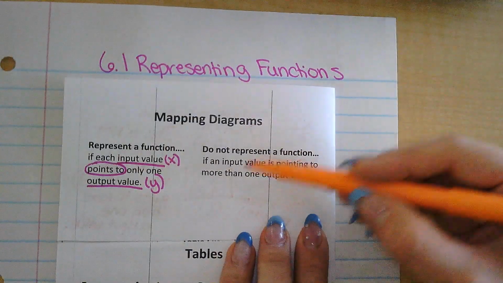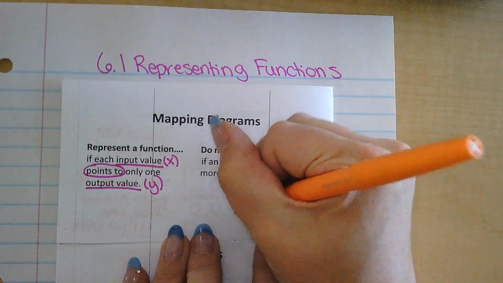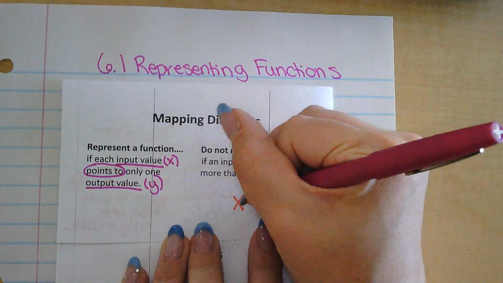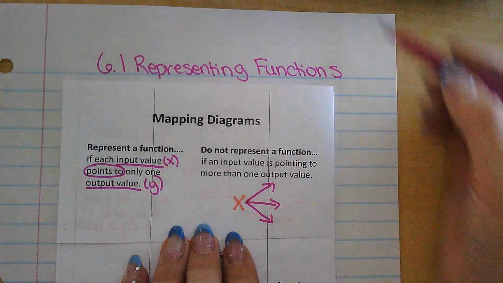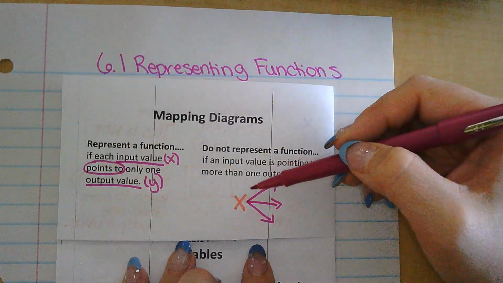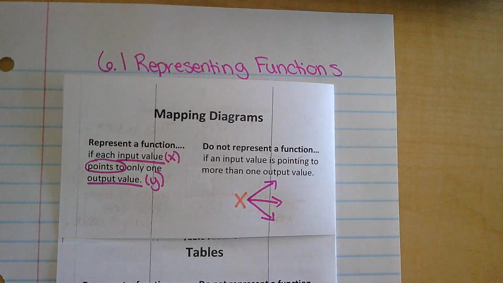On the front here, let's draw ourselves a little reminder that if you see one of the x values with multiple arrows coming out of that x value, that means it does not represent a function if that x leads to more than one output. Okay?